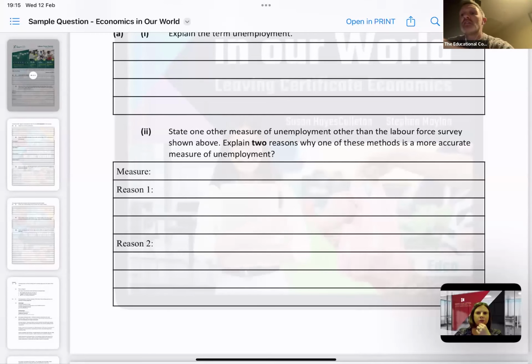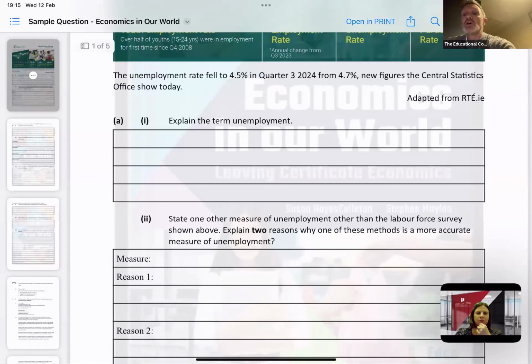So the Labour Force survey is shown above. State one other measure of unemployment other than the Labour Force survey shown above, and then explain 2 reasons why one of these methods is more accurate. Obviously the Labour Force survey is the most accurate. The other one they could use would be the live register, or another one that would be accepted would be the census. The live register is generally the one that we teach, the live register and the labour force survey, with the labour force survey being more accurate.